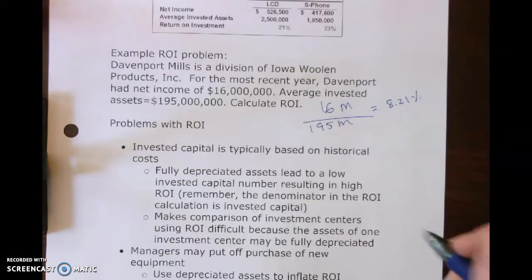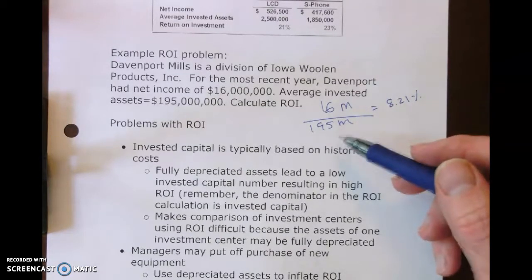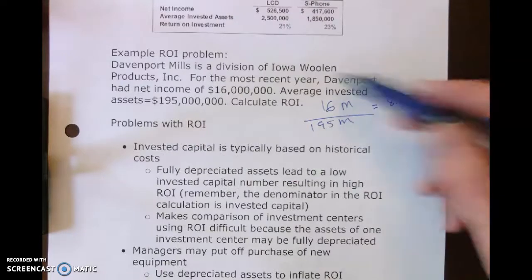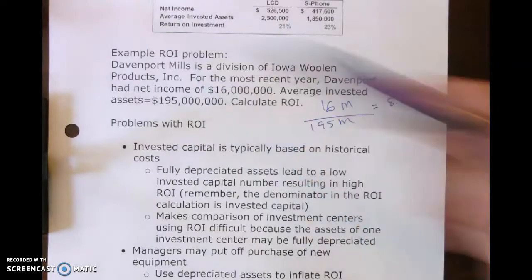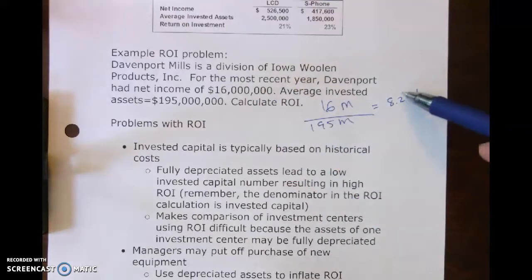Now, is this good? Is this bad? It's hard to tell because we don't have any benchmark to compare it against. So if we wanted to really see how well Davenport Mills is doing, which is a division, maybe what we could do is compare this return on investment number to last year's. We could compare it against a similar division. We could compare it against what maybe our budget was, maybe our target return on investment, and then we could say, this is actually what you did. You beat your target. That's a good thing.